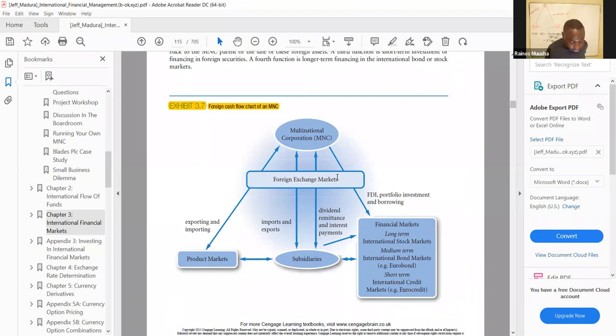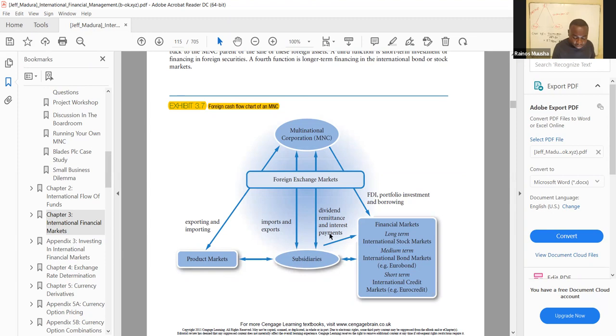Which means when it comes to products in the markets, there is going to be exporting and importing of products, when you look at the flow diagram between the multinational corporations and the outside world. Then with the subsidiaries as well, the multinational corporation can be importing goods from the subsidiary, which is upward, or exporting goods to the subsidiary, which is going downward.